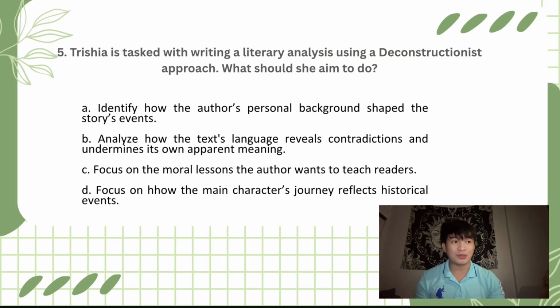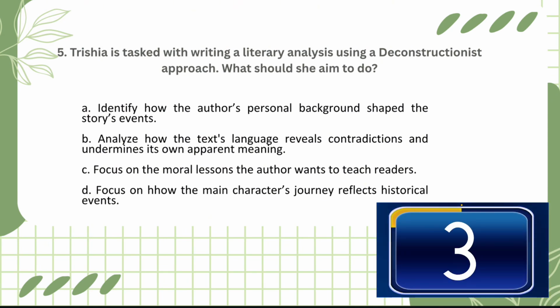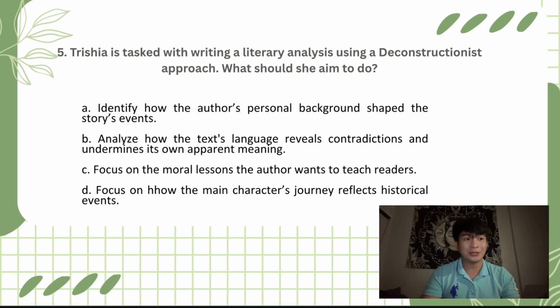And now for question number 5, Tricia is tasked with writing a literary analysis using a deconstructionist approach. What should she aim to do? A. Identify how the author's personal background shaped the story's events. B. Analyze how the text's language reveals contradictions and undermines its own apparent meaning. C. Focus on the moral lessons the author wants to teach readers. D. Focus on how the main character's journey reflects historical events. And the correct answer is letter B.